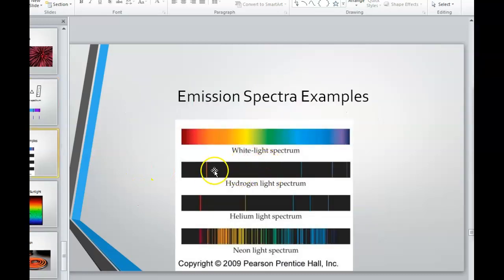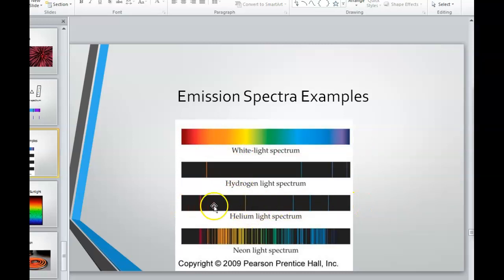Here's a couple of examples. This one's for hydrogen. Hydrogen, you see, has 3 obvious peaks. There's another one in here, but you can't see it. Oh, there it is. It has 4 obvious peaks in the visible spectrum. This is just the visible spectrum of electromagnetic light.